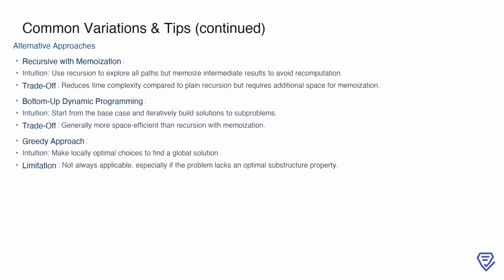Another option is bottom-up dynamic programming. This method starts with the simplest base cases and iteratively builds solutions to larger subproblems. It's often more space efficient than memoization because it can reuse memory for previous computations. Finally, there's the greedy approach, which works by making locally optimal choices to attempt to arrive at a global solution. While this can be very fast, it's not always applicable, especially if the problem lacks the optimal substructure property. Understanding when each method is appropriate is key to choosing the most effective solution.